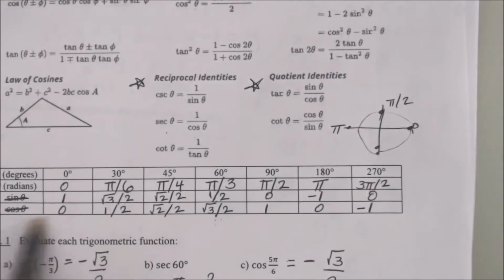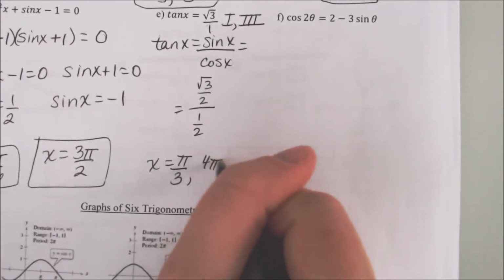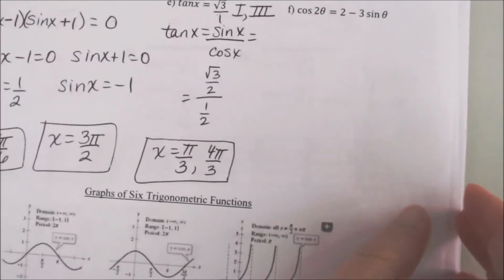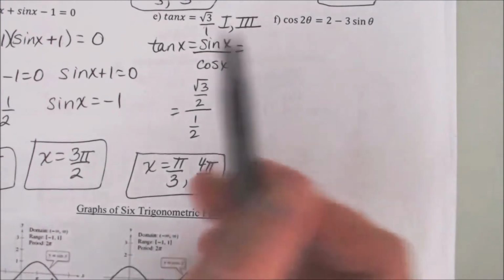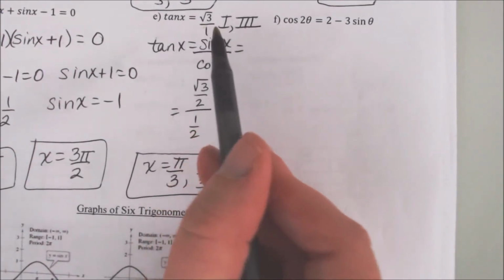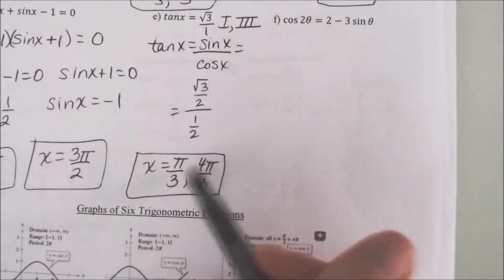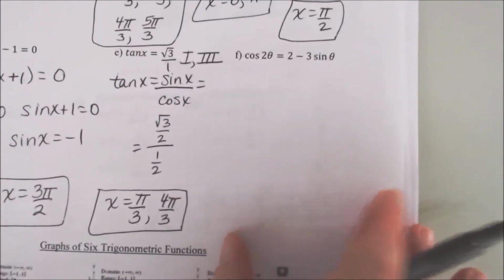Square root of 3 over 2 for your sine value right there. That would be at pi over 3. And then we want the one in the third quadrant. So remember earlier we did that and we said that was 4 pi over 3. So those are my two solutions, pi over 3 and 4 pi over 3. Had they asked me for a negative square root of 3, then it would have been the opposite quadrants, quadrants 2 and 4, and we would have found the pi over 3 values in those quadrants.